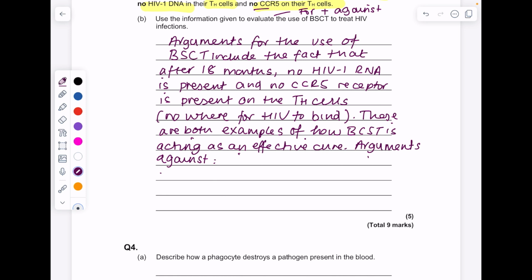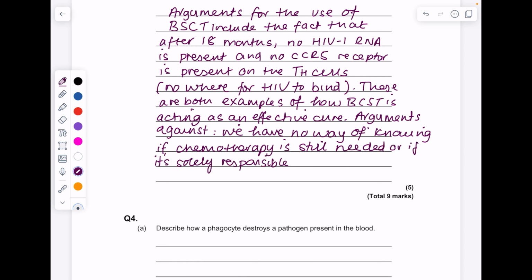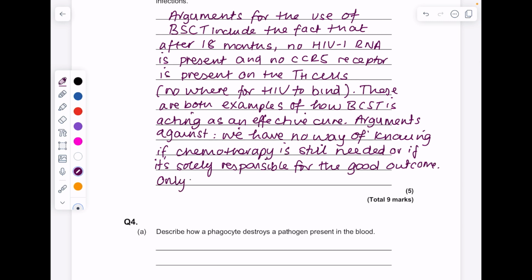Now let's move on to arguments against, saying that we can't just necessarily agree with all these conclusions. Include the fact we have no way of knowing if chemotherapy is still needed, or if it's solely responsible for the good outcome. And now I'm going to squeeze in some comments to do with the actual study. Only 2 people were tested and only HIV-1 patients were tested.